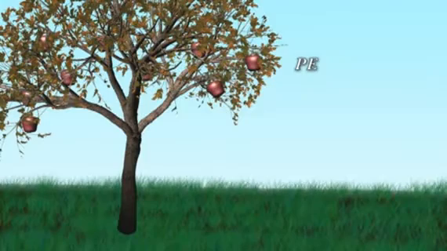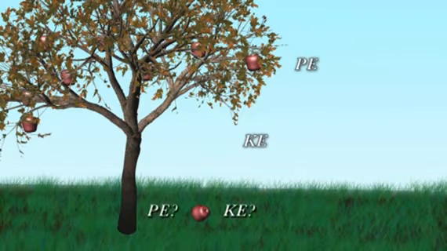Now let's drop the apple. As it falls, potential energy is turned into kinetic energy. But when it hits the ground, it bounces and rolls a bit and then comes to rest. Where did the energy go? The answer is a type of energy that we haven't talked about yet.